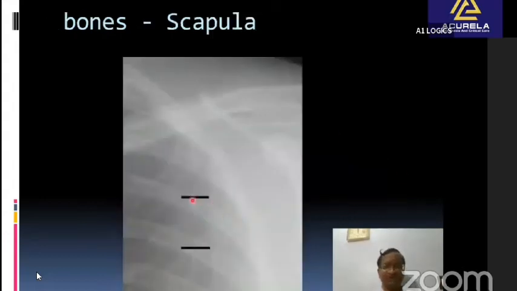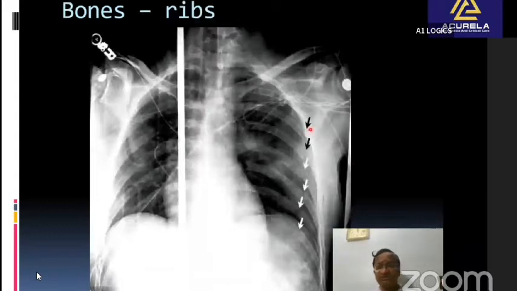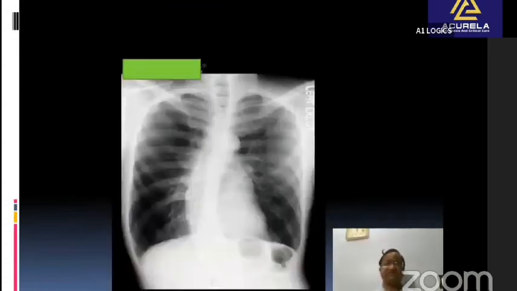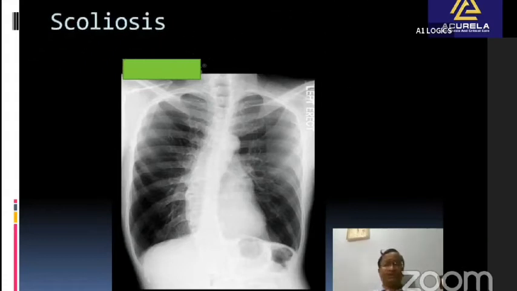Now, you can see the bones, scapula. And you can see a lot of fractured ribs there. These are multiple fractured ribs. If you are not going methodical, soft tissue, then bones, you are likely to miss fractures. See, bones: scapula pathology. Then we saw these ribs.